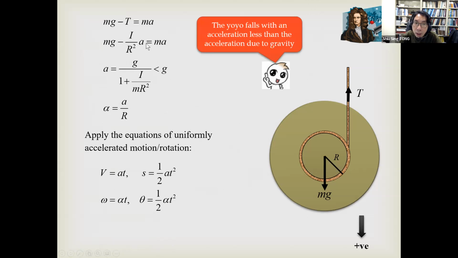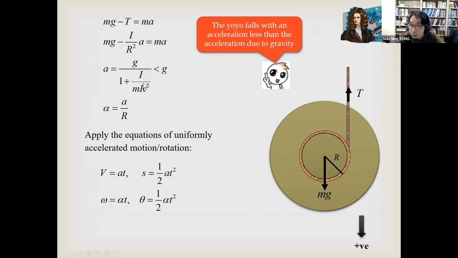And of course, the next step is to solve for a. We move this term to the right and extract the a, and then we put the other factor as the denominator of the right-hand side. And so we get a equal to g over 1 plus I over mR squared. And that's, of course, less than g, because this quantity is g divided by 1 plus something, and that something is larger than 0. So the denominator is larger than 1.